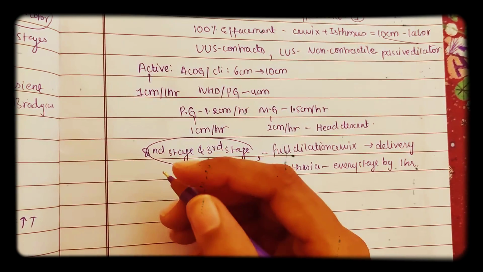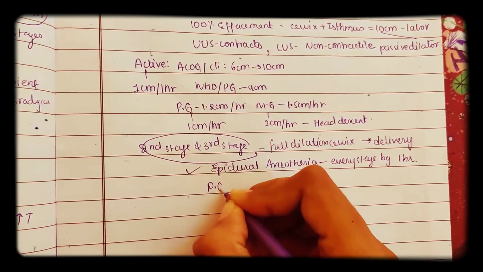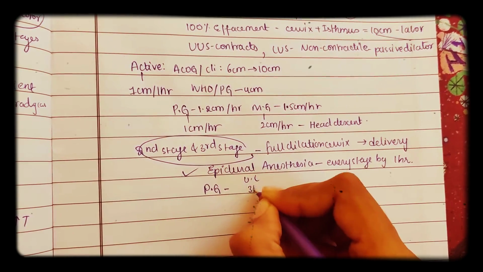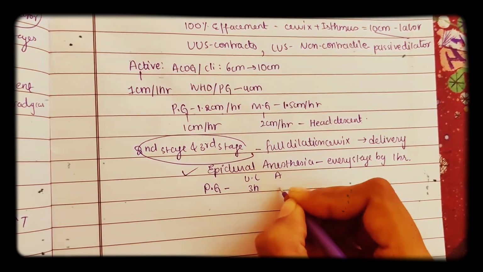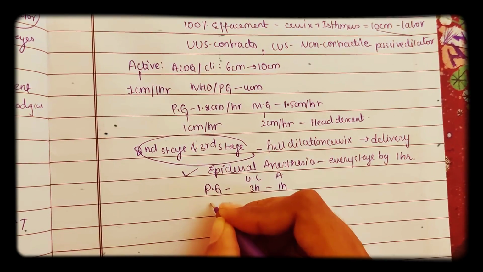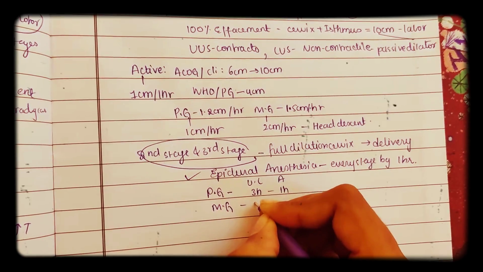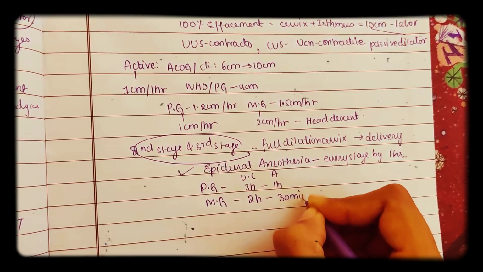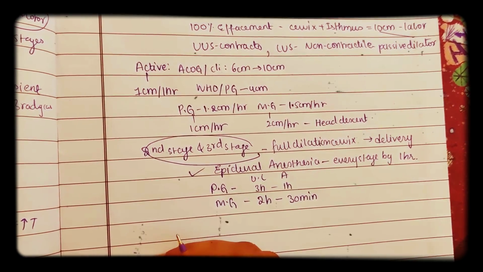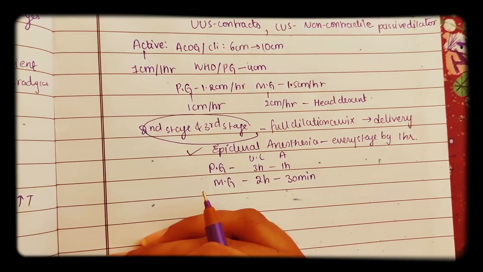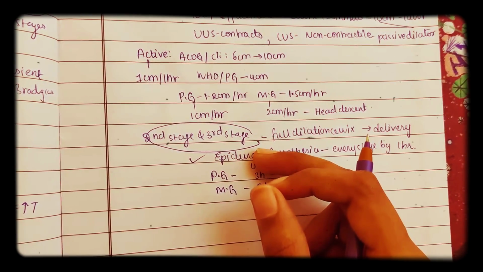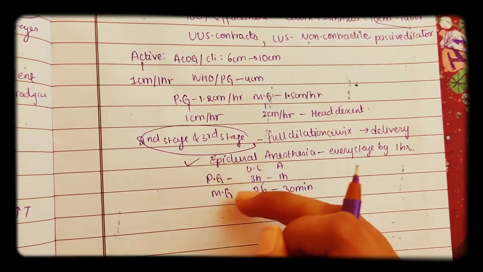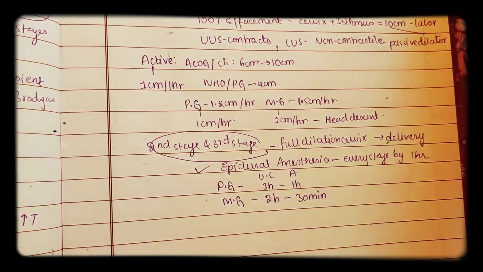So now coming to normal upper limit of primigravida. For this second stage, the normal upper limit will be 3 hours and the average will be 1 hour. Coming to multigravida, the upper limit will be 2 hours and the average will be 30 minutes. So just within 30 minutes in the second stage of labor, there will be delivery. In case of epidural anesthesia, just add 1 hour to the upper normal limit. For example, in the case of primigravida, expected time will be 4 hours. In the case of multigravida, 3 hours. Like this, just add 1 hour to it.